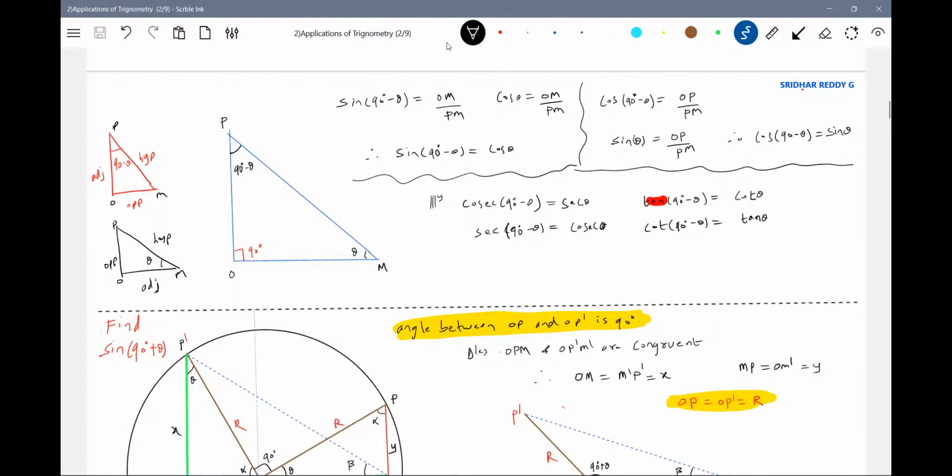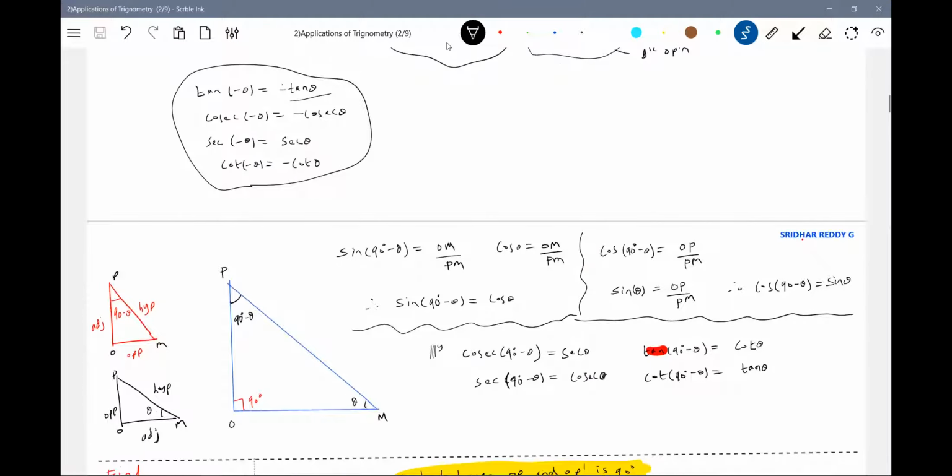Sine of 90 minus theta, what conditions will come? So I assumed a triangle here. Try to look at this. There's a triangle we are taking, or I'll show that triangle. Okay, there's a triangle. Are you seeing this triangle?